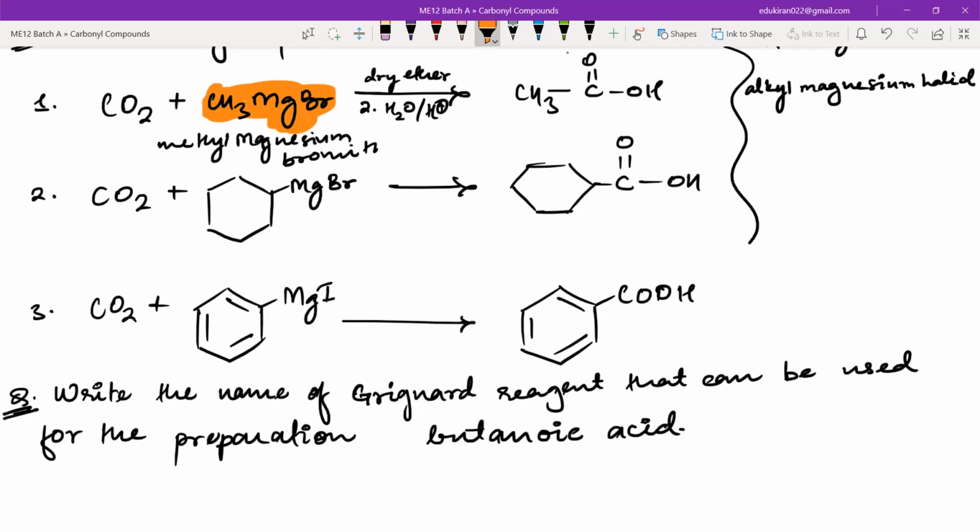Butane. Huh? In the first case, Fatima, I wrote the name, no? Right? Methyl magnesium bromide. Okay. What about in this case? What will be the name? What is this alkyl group telling?